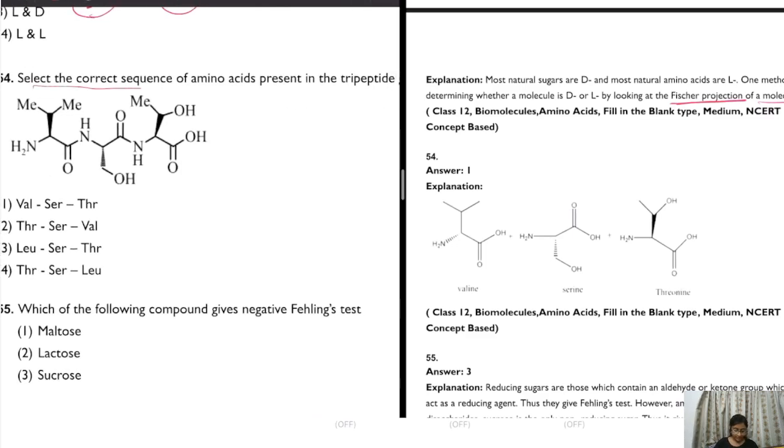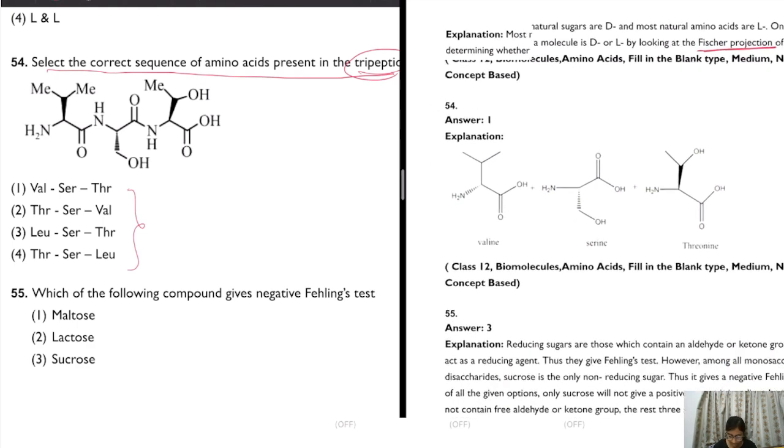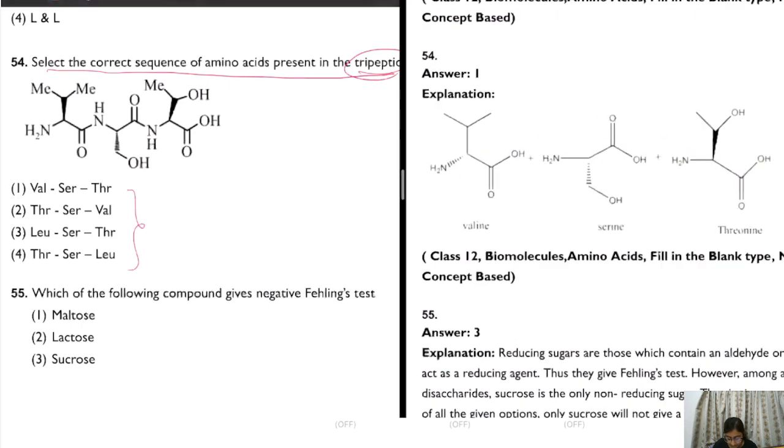Select the correct sequence of amino acids present in tripeptide. Three amino acids are there. That is why it is tripeptide. So in all the options we have three. Now let's see how to see which one is the sequence. Let us see the structure of valine, serine, and threonine. If we add these, minus H2O. Wait, I'll draw it in a better way. For example, it is like this.